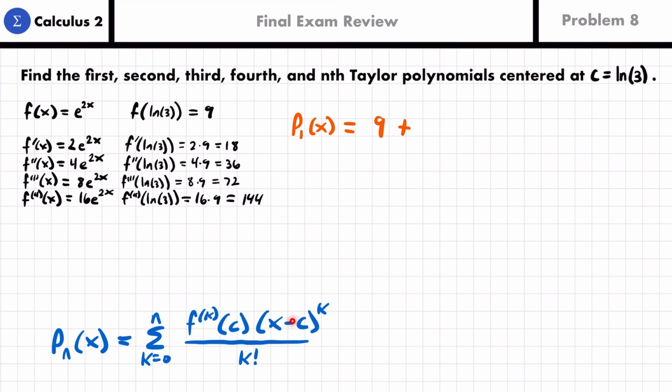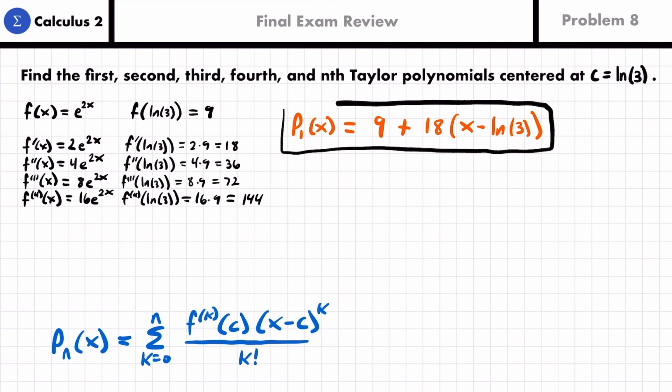Then we'll add that to the term where k is equal to 1. So we'll have the first derivative at c, right, f prime of c times x minus c to the first power divided by 1 factorial. And 1 factorial is just 1, so we really don't need to write that. X minus c to the power of 1 will just be itself. We just need to replace c with the natural log of 3. And then f prime of the natural log of 3 is equal to 18. So what we get here is 18 times x minus the natural log of 3. That right there is the first Taylor polynomial for this problem.